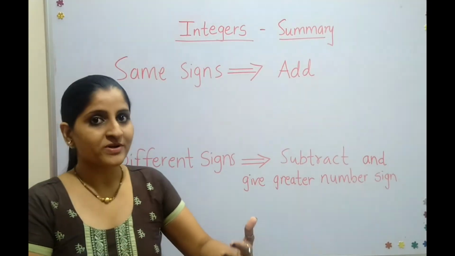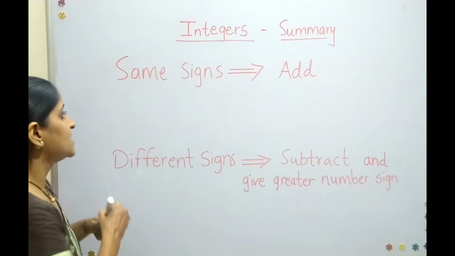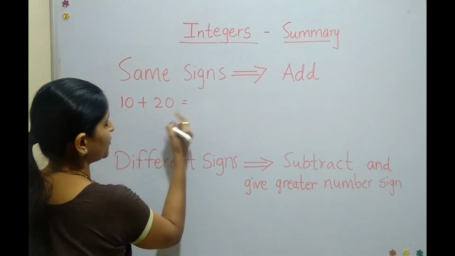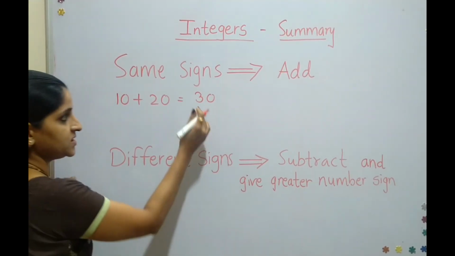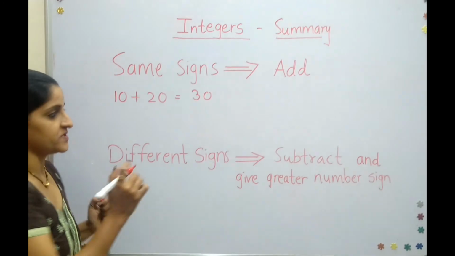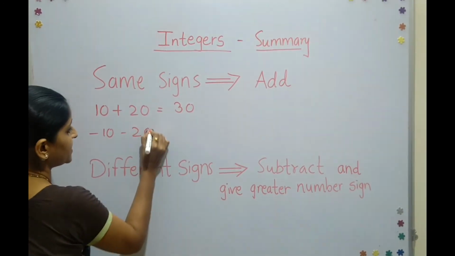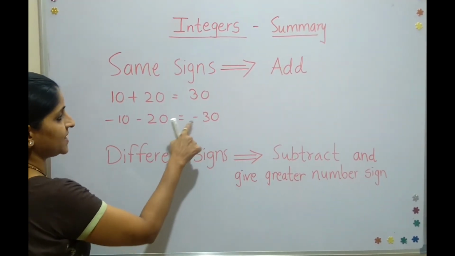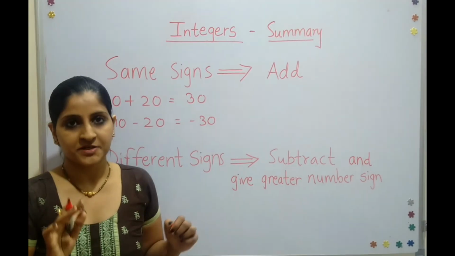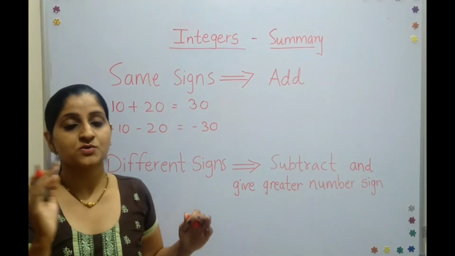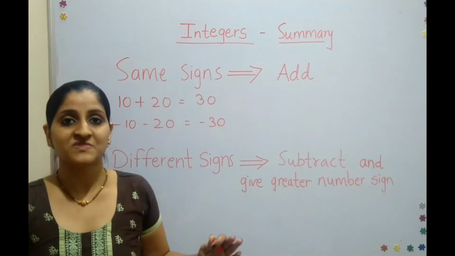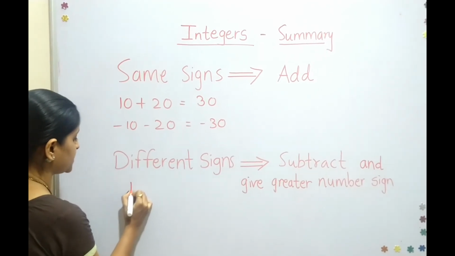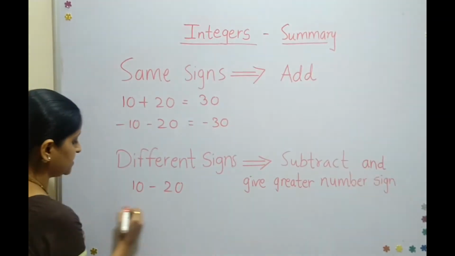We'll take two more examples to summarize both statements. Same signs: if I say 10 plus 20, both are positive, the answer is 30, and the answer will also have a positive sign. If both signs are negative, again, add the numbers and the answer will also have a negative sign. So when both integers have the same sign, you add them. And when the signs are different, it is 10 minus 20.